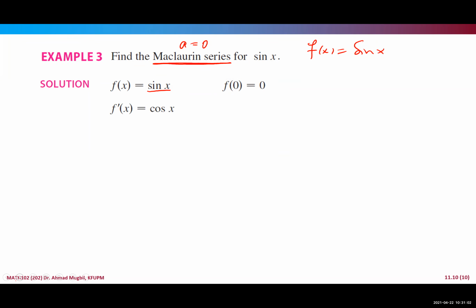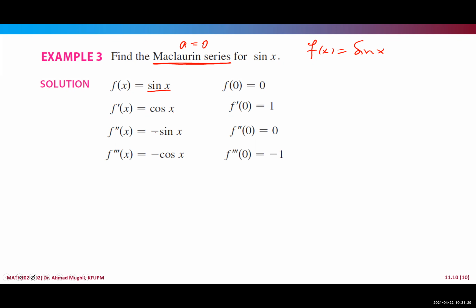Cosine. Evaluate the first derivative at 0. What we will have? 1. Cosine 0 is 1. Now the second derivative. The second derivative of cosine is negative sine. Evaluate at 0. What will you have? Negative sine 0. Sine 0 is 0. The third derivative, negative cosine x, will be negative 1.